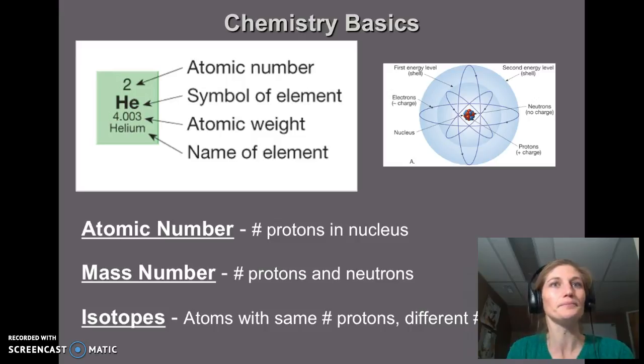All right, and the last thing are isotopes. Isotopes are atoms that have the same number of protons, so it's the same element, but they have a different number of neutrons. So their atomic weight will be higher or lower depending on which isotope that you're looking at. This will come into play when we talk about radiometric age dating, so we'll come to that later.